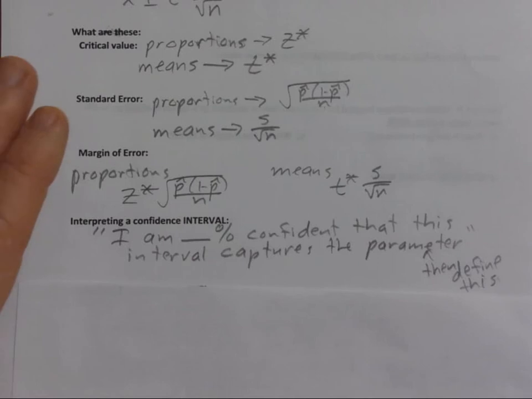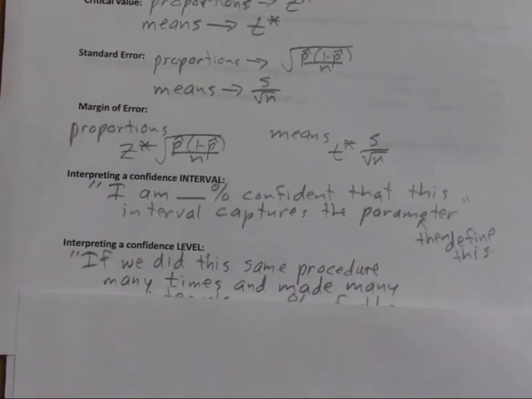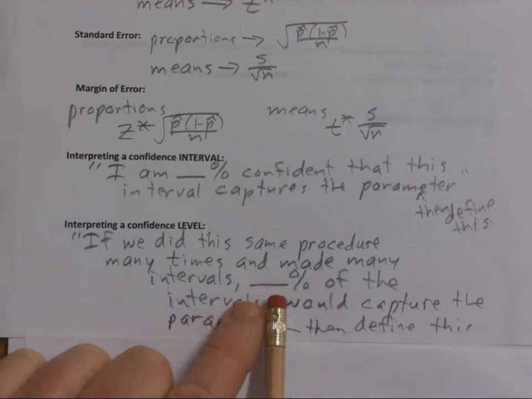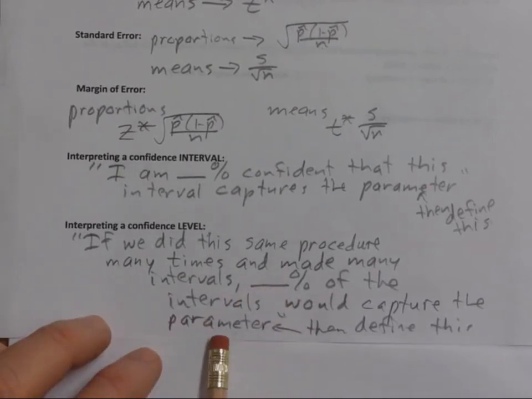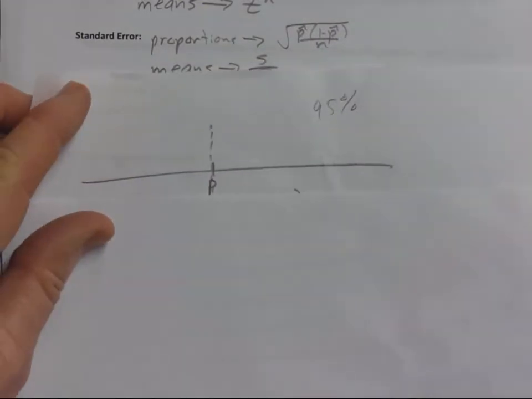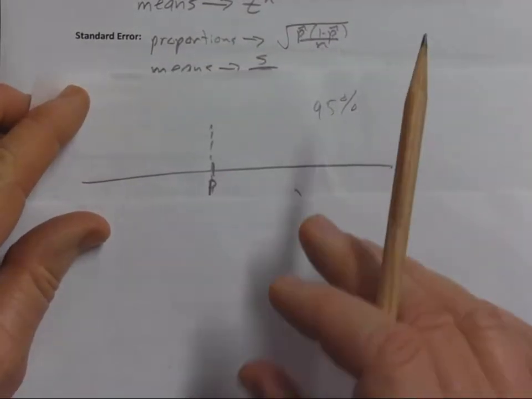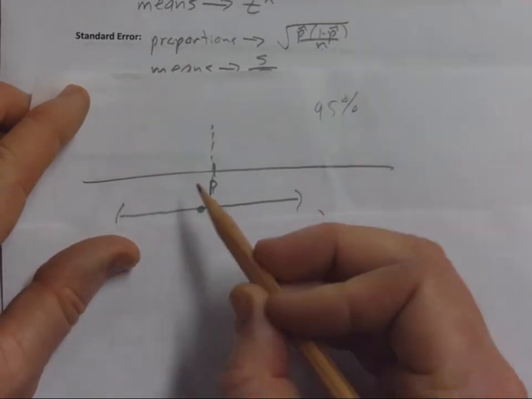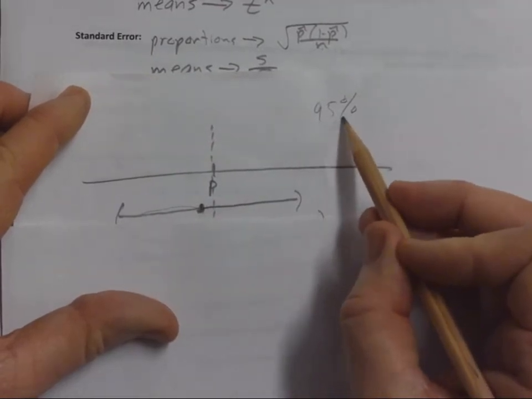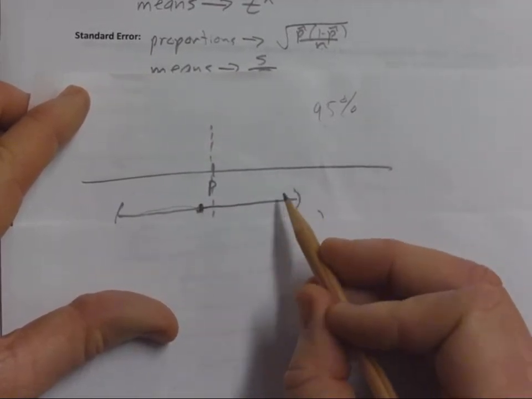Don't get that confused with what is known as interpreting the confidence level. Interpreting the confidence level means this. If we were to do this same procedure many times and made many different intervals, 95%, or whatever your confidence level is, of the intervals would capture the parameter. Let me explain what I mean by that. So let's say we have a population parameter P that we're asking about, and we make a confidence interval. We get a P hat that's right here, and we go out, in this case given 95% confidence, basically 1.96 or 2 standard errors.